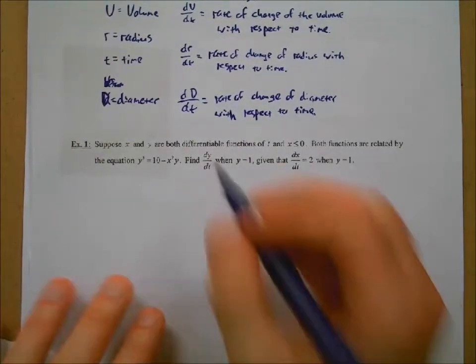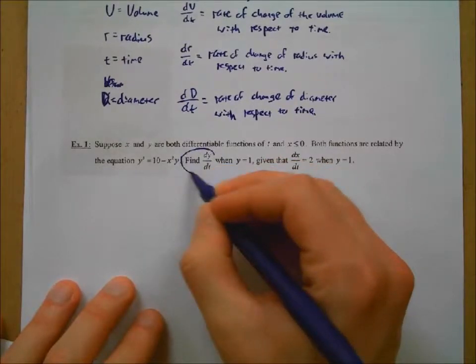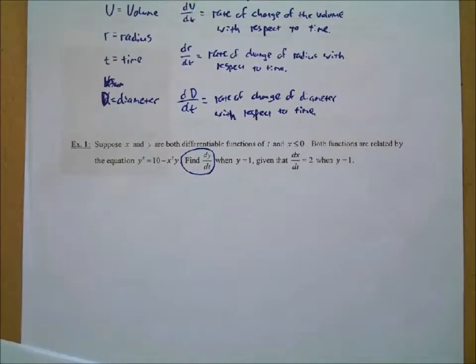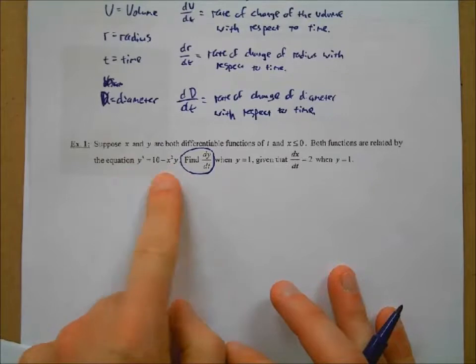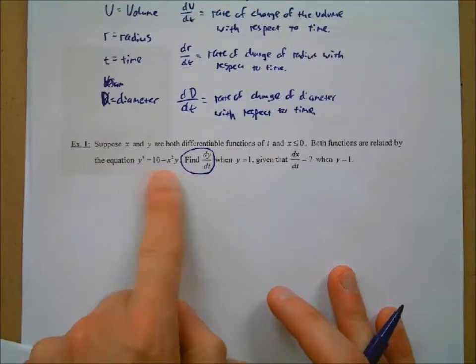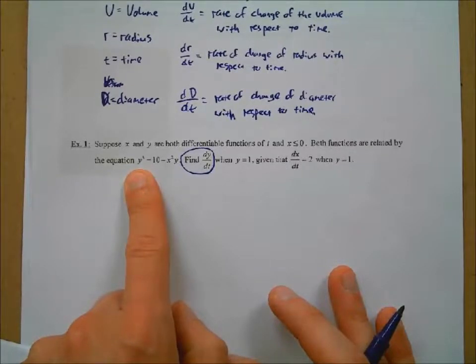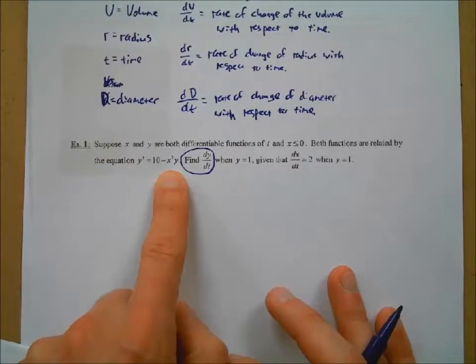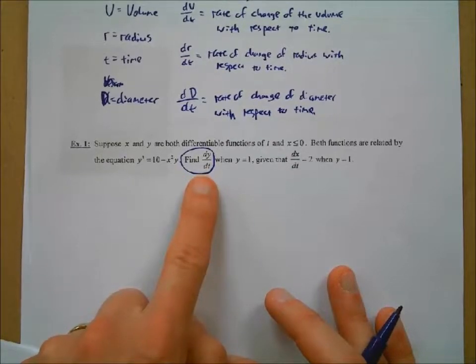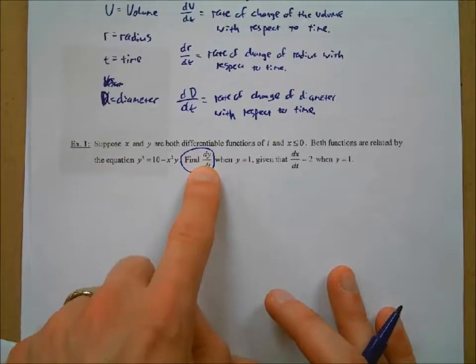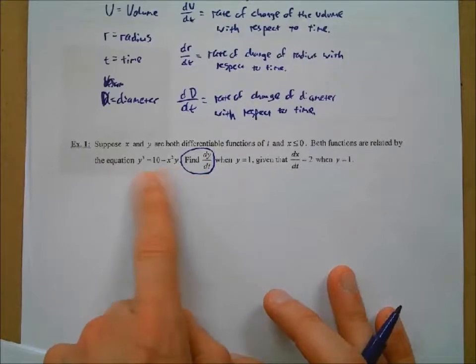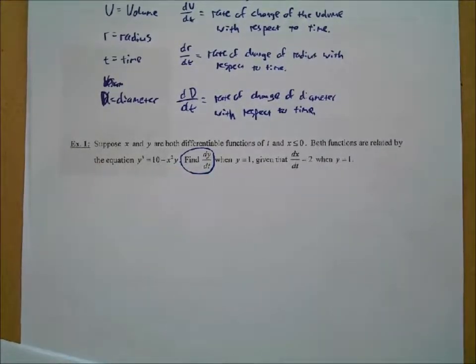So we've got some information here. Our goal is to find the value of dy dt. Given this relationship, if we want to find dy dt, what should be a good first step to do with this equation? What do we do in calculus? Take the derivative. And in this case, with respect to what? Time, right? Because we want to find dy dt, the derivative of y with respect to t. So we need to take the derivative of this with respect to t.